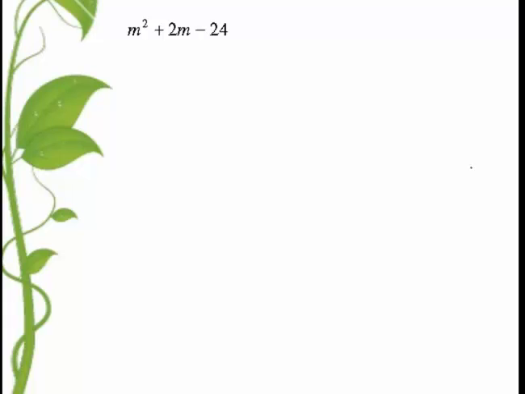For my next example, m squared plus 2m minus 24. So factors of 24, and we have their difference. If I use 2 and 12, they have a difference of 10. If I use 3 and 8, they have a difference of 5. Obviously 1 and 24 won't work. We have 4 and 6, they have a difference of 2.